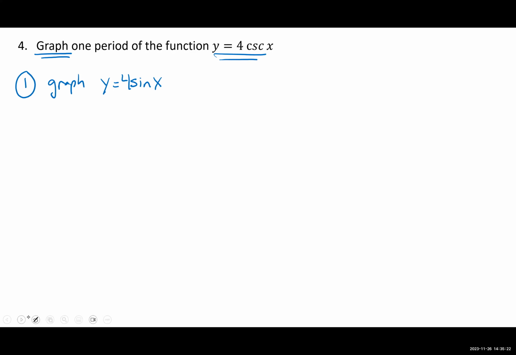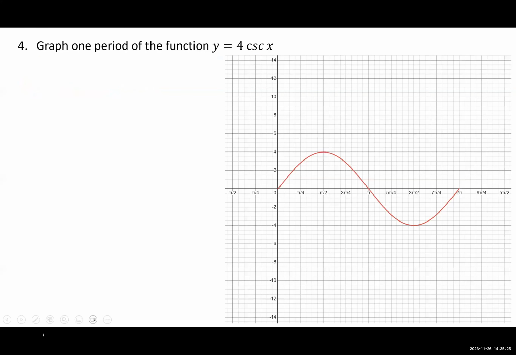All right, so let me go to the next slide. Here is the graph of 4 times the sine of x. Right? This wave function goes from 0 to 2 pi. And with an amplitude of 4, we see the y value of the maximum is 4, and the y value of the minimum is -4. Okay, so step 1, graph the sine function.